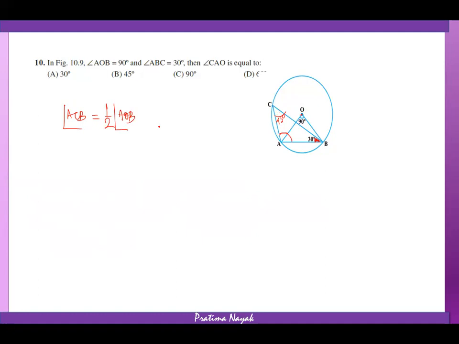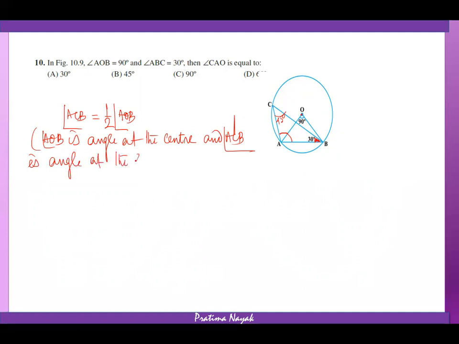What is the logic? I'm writing the logic one last time because this is a very important concept. AOB is the angle at the center and ACB is the angle at the circle. At the circle means any point on the circle. So this is half of it. So angle ACB is equal to half of 90, which is 45 degrees.